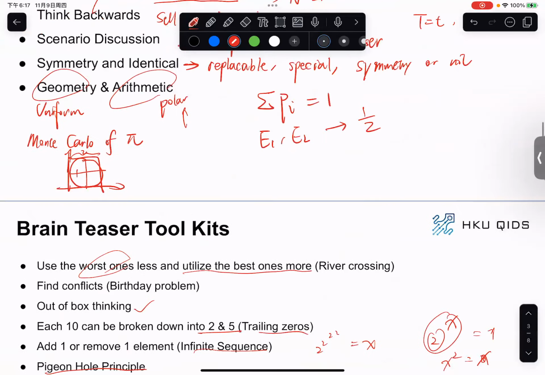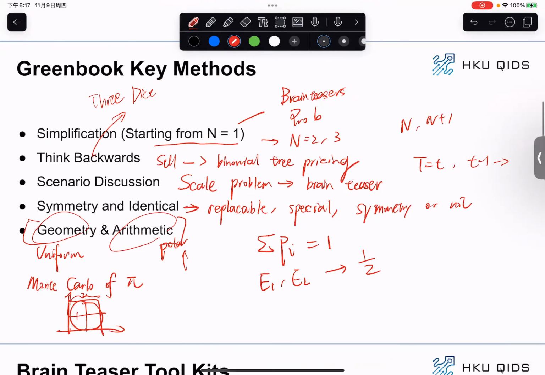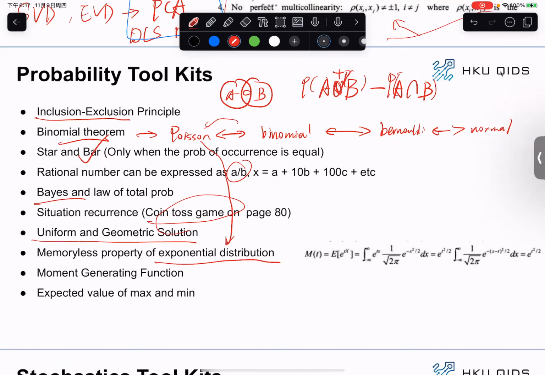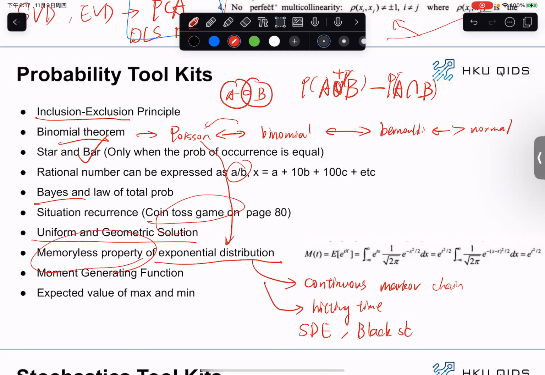It's related with this part, trying to link a uniform distribution with geometric methods. And for Poisson, it's also linked with the exponential distribution. Please notice the memoryless property. It's linked with continuous Markov chain, which could lead to hitting times, SDE, Black-Scholes. That's another direction you could go with all these continuous time distributions.